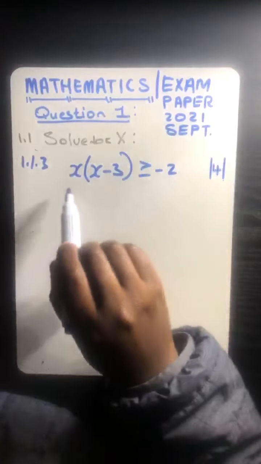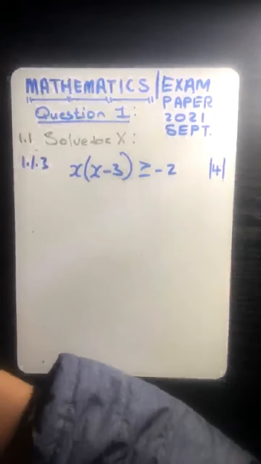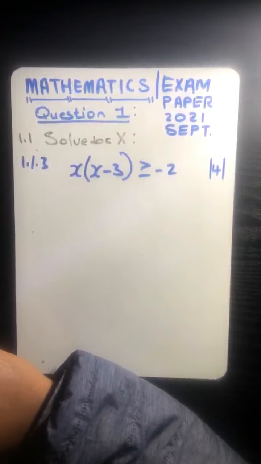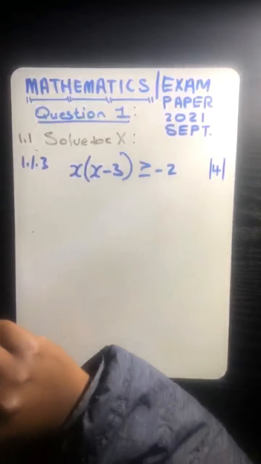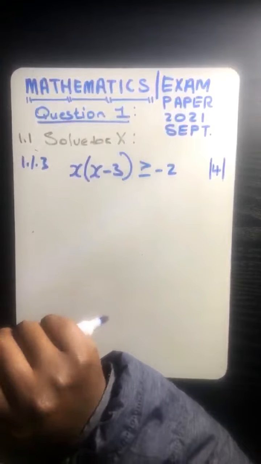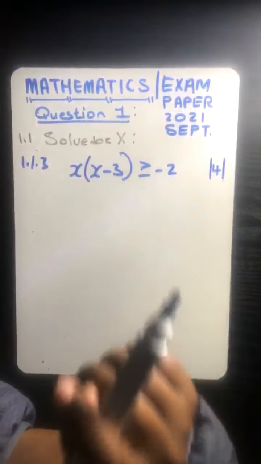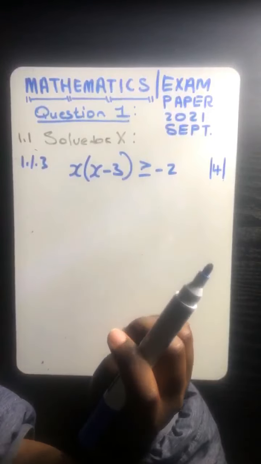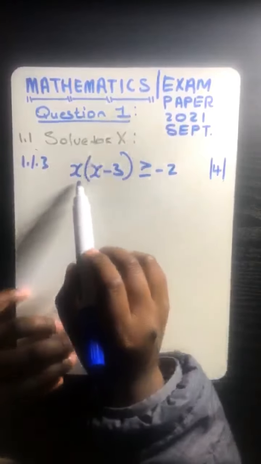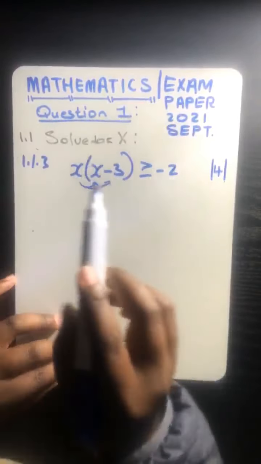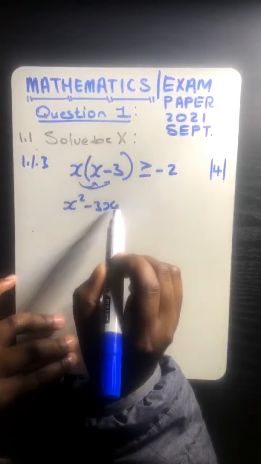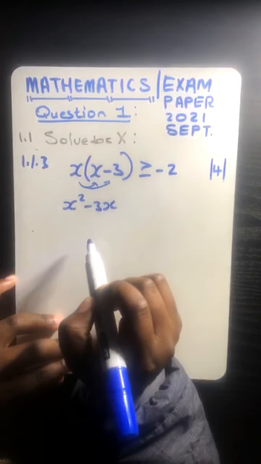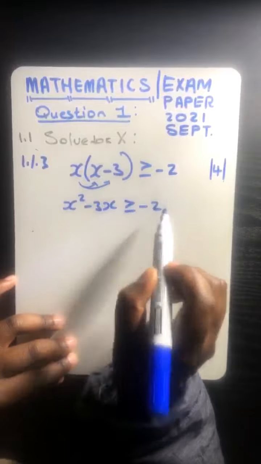So in this case, we firstly need to remove the brackets in order to understand the type of problem that we are dealing with. And most importantly, we can see an inequality sign over there, which means we are dealing with an inequality. So let's remove the brackets so that we can understand the nature of the problem. So you multiply this by that and that by that. What are you having? You have x squared. That by that is negative 3x. I think that's it. So this is greater or equal to negative 2.